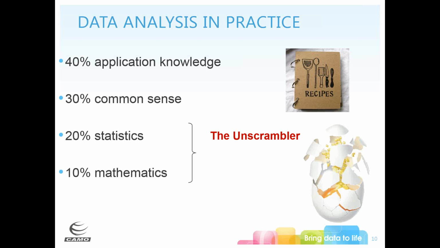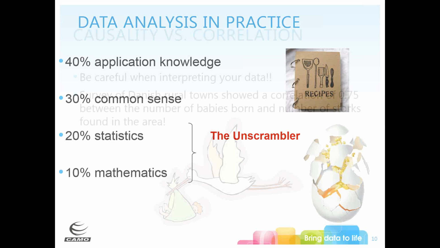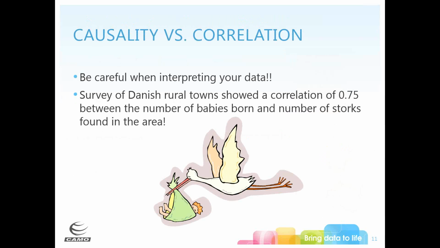Now, one thing, anytime you're doing statistics, the thing that we must put as a caveat is you have to be careful about causality versus correlation. You have to be very careful when you're interpreting your data. There's a famous survey in Danish rural towns that showed a correlation of 0.75 between the number of babies born and the number of storks found in the area. We all know that the interpretation of that data would not be that the number of storks are bringing babies to the area. So just be very careful that even though there's a correlation, it does not mean that one is causing the other.